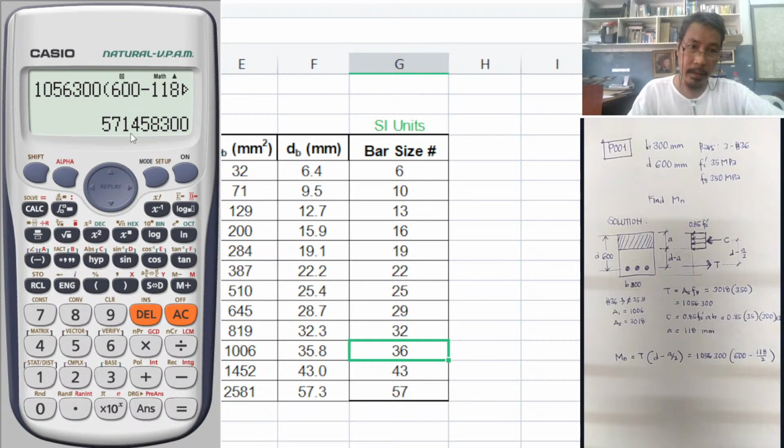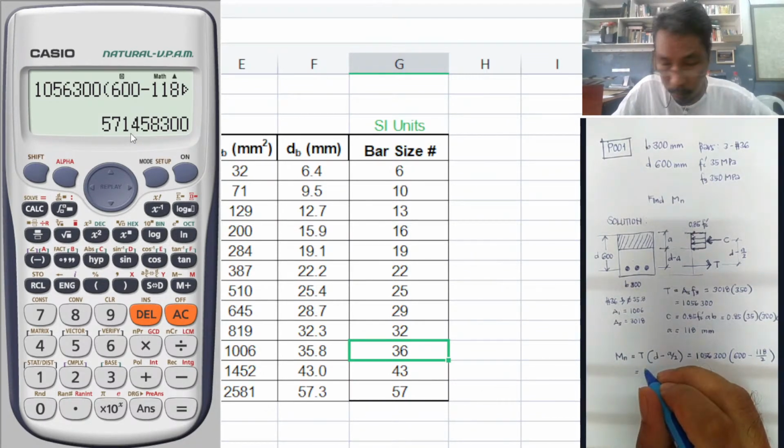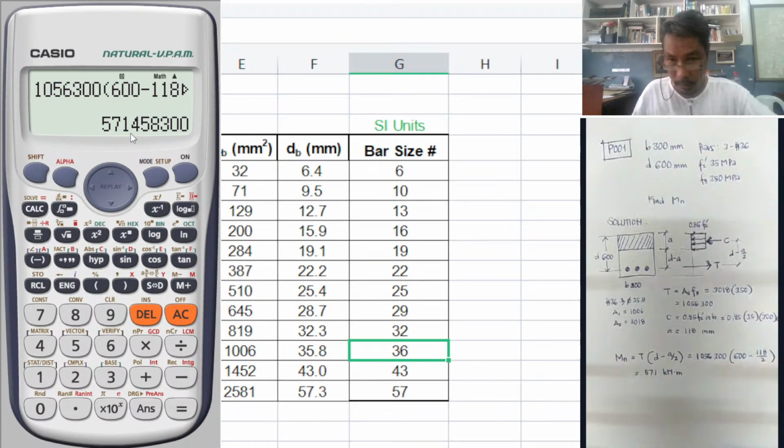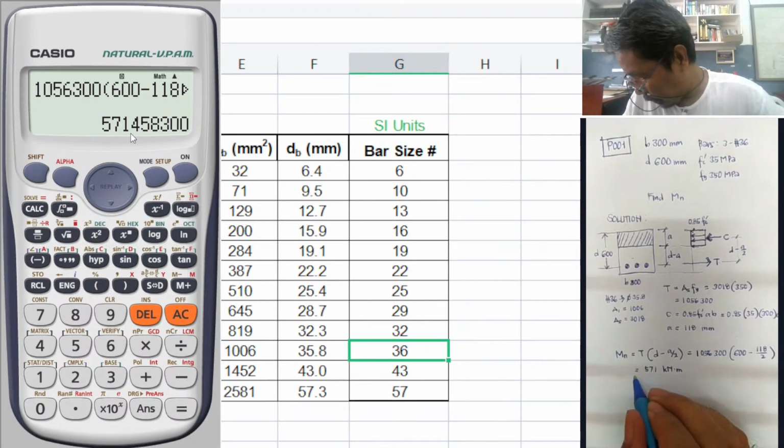This is 571 million, but let us divide by 1 million to change mm to meters and to change newton to kilonewton. Therefore, using three significant figures, our answer is supposed to be 571 kilonewton meter. So that is our final answer.